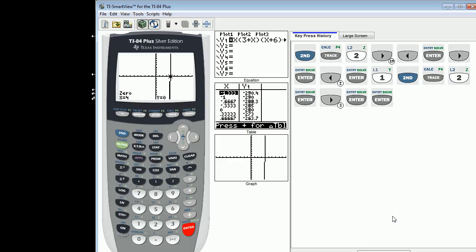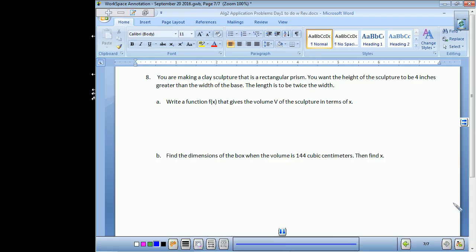Okay, so honestly, you didn't need that on the last two because you could see them on the table. The next one you can't. Most real problems don't work out well on the table. You have to find something closer to accurate using the zero button.